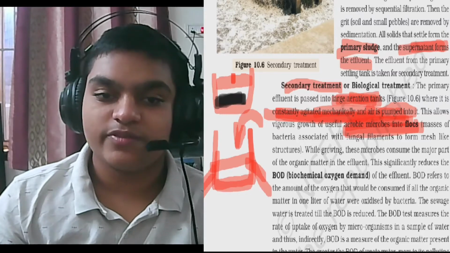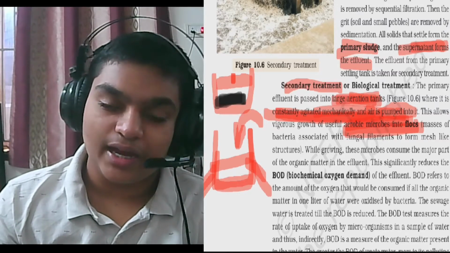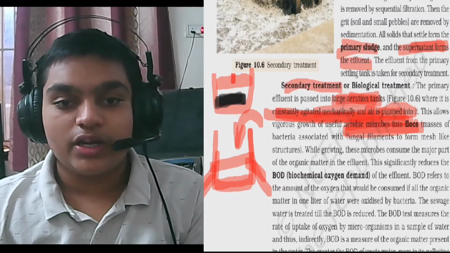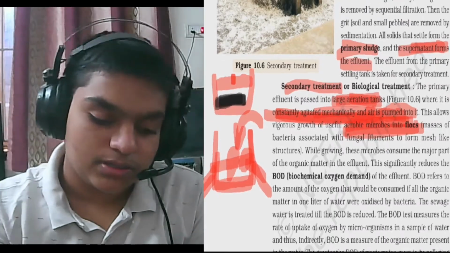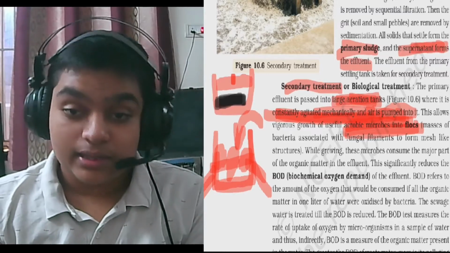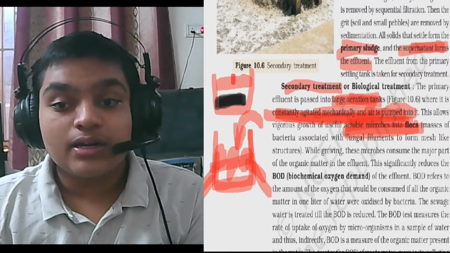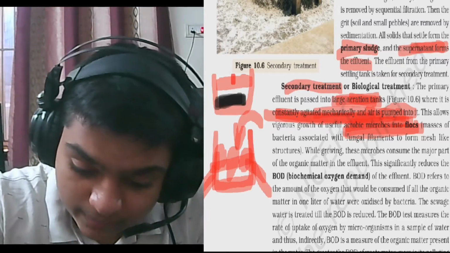aerobic microbes which contain bacteria and fungi. As they are aerobic microbes, with the help of this air they grow their colonies and form flocs, bacterial flocs. Like this, these are the bacterial flocs, and they decrease the BOD. They decrease the BOD. You have to remember aerobic microbes.